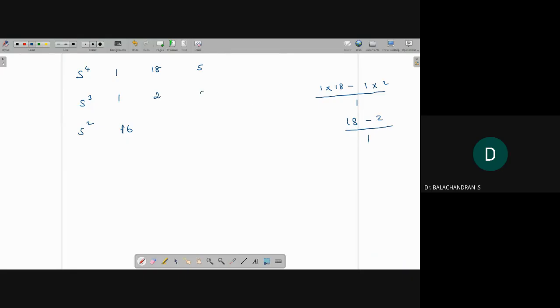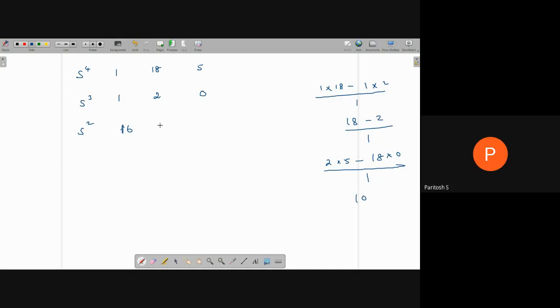You consider this as 0. So if you multiply these two, 2 into 5 minus 0, 18 into 0, divided by this 1. So this is actually what? 10.